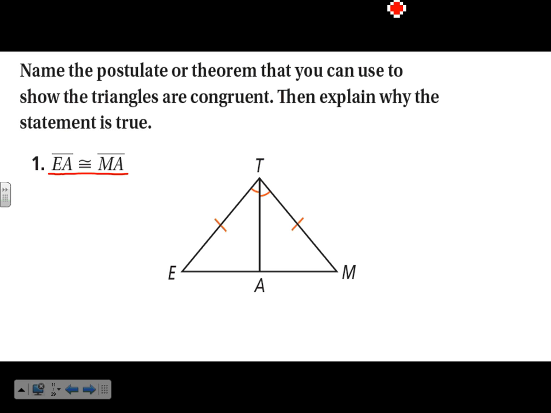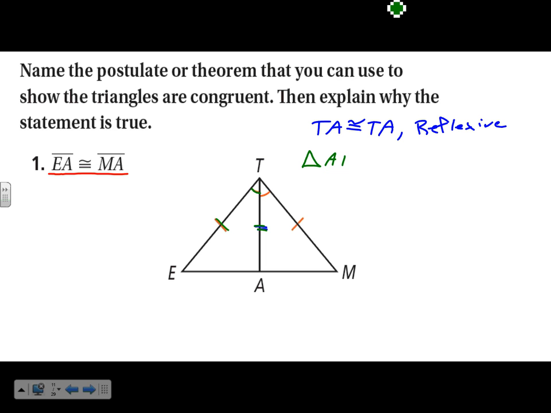How can we explain that that's true? But again, the first thing we have to do, since we don't know anything about segment EA or MA, is prove that the triangles are congruent first. So again, this isn't exactly a proof, but we're getting closer to that. So I know that TA is congruent to TA, and I know that because of the reflexive property. It's the same line, so it's reflexive. So that means I know side, angle, side.